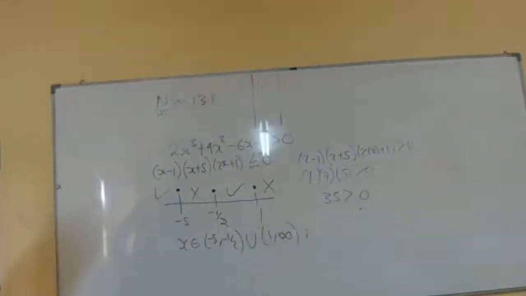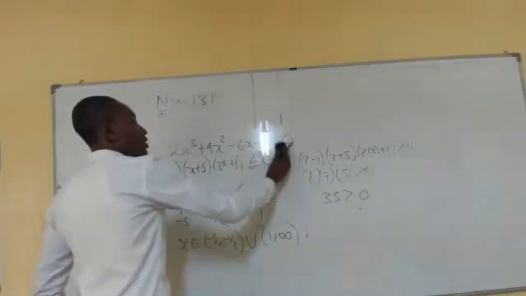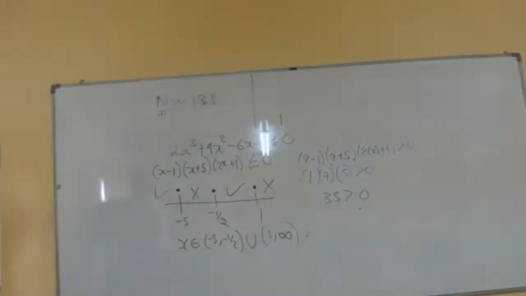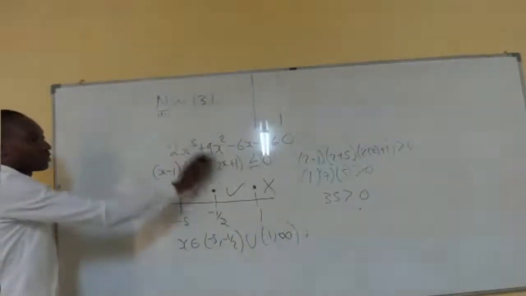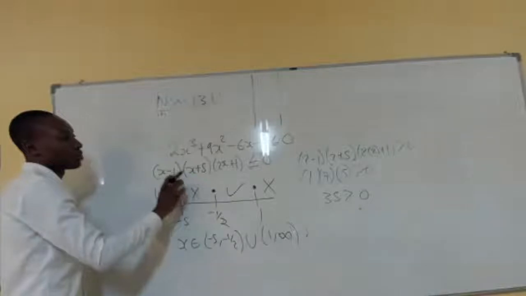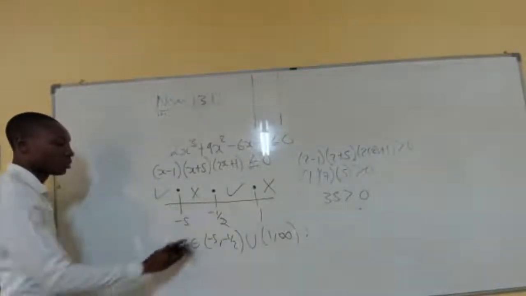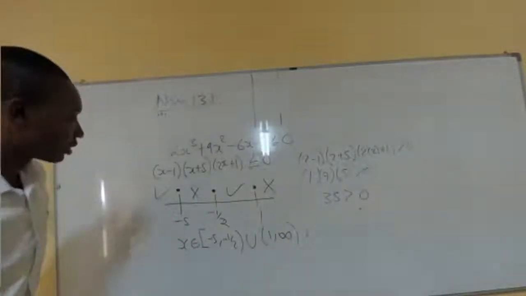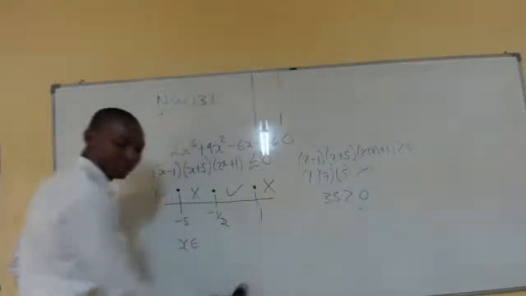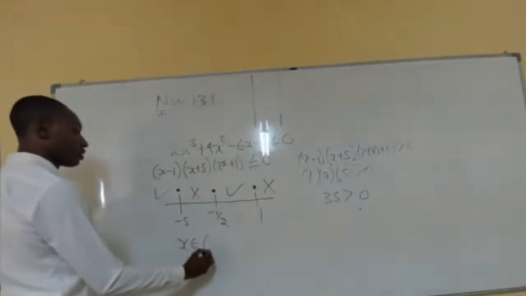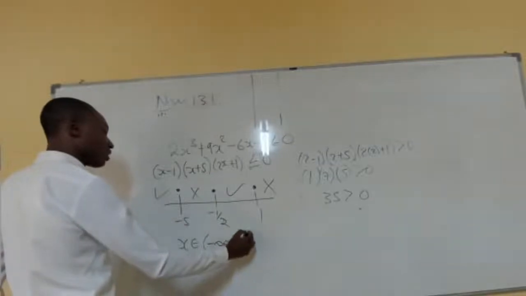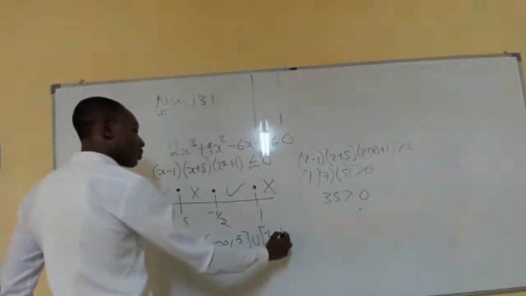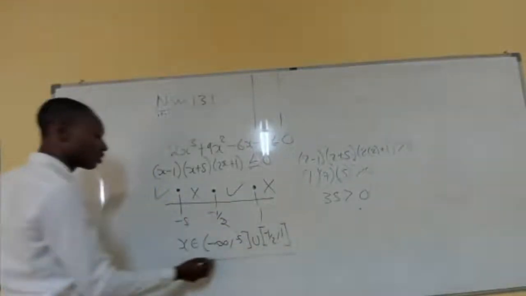So for a solution that is less or equal to 0, try this one and see if you can guess the answer which I've written here. This is going to change entirely. It's going to be open, negative infinity comma negative 5 closed, then union, negative 1 over 2 comma 1 closed. So this is going to be your answer.